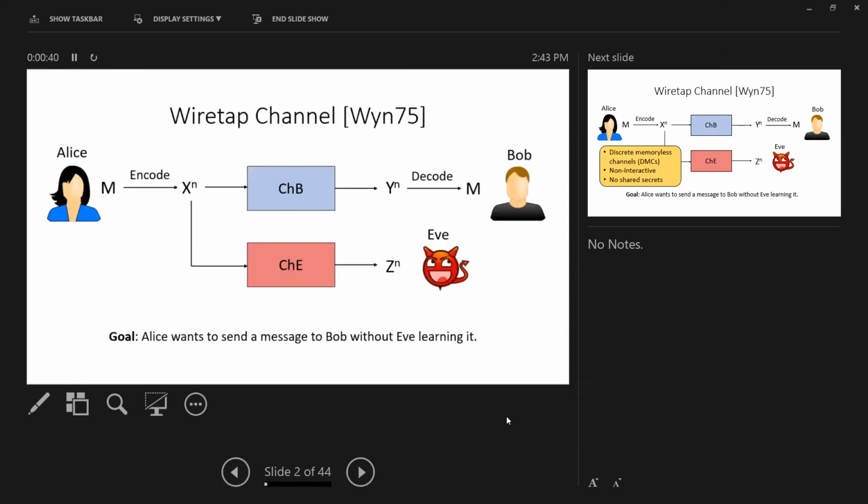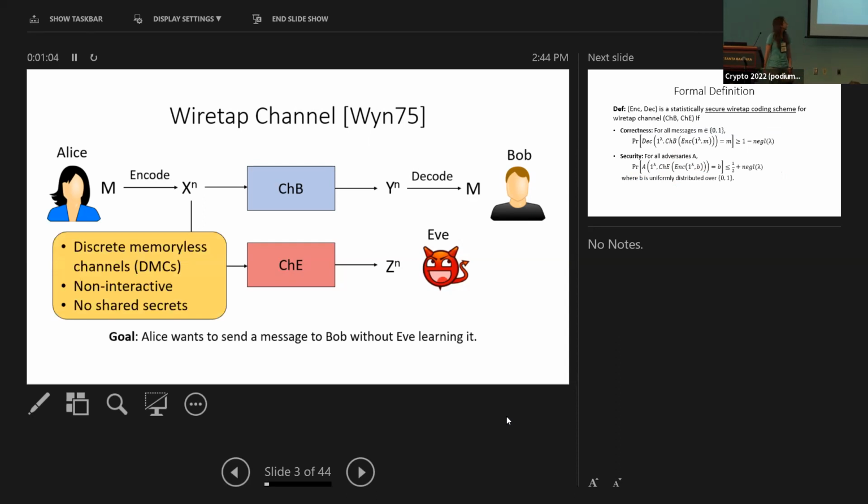So we begin by defining the wiretap channel, which was first introduced by Wyner in 1975. In this model, Alice wishes to send a message M to Bob by sending an encoding of M across Bob's channel, channel B. However, there exists an eavesdropper, Eve, who also receives the encoding across her eavesdropping channel, channel E. So Alice's goal is to send the message M to Bob without Eve also learning it.